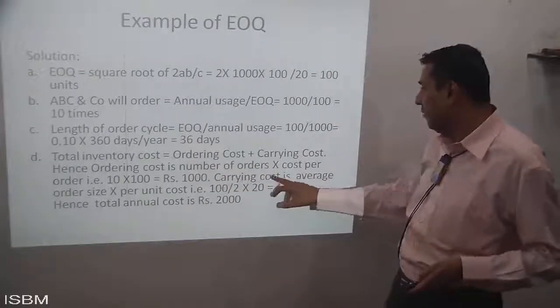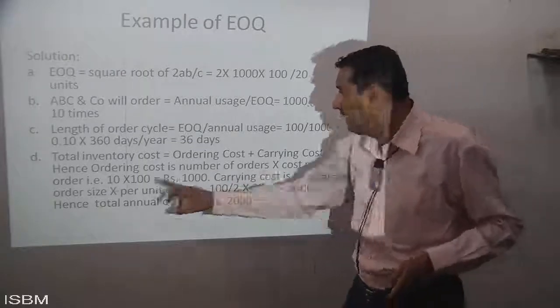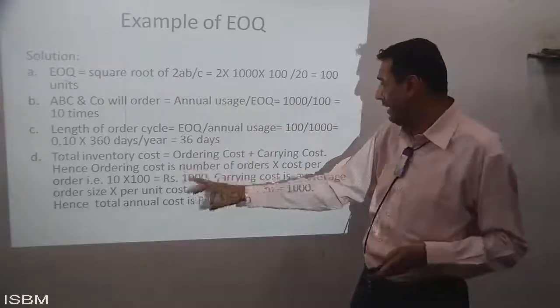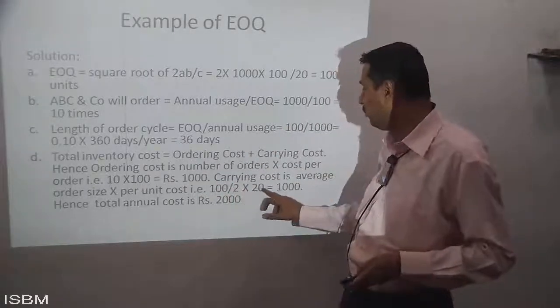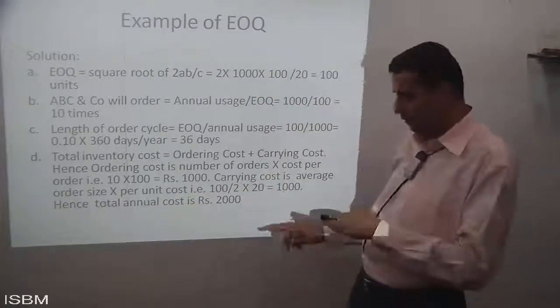Just make a note: while calculating carrying cost, we have to take the average order size, that is 100 divided by 2. Always for carrying cost, we have to take an average figure. So 50 into 20 per unit price is 1000. Hence the total amount is coming to 2000.